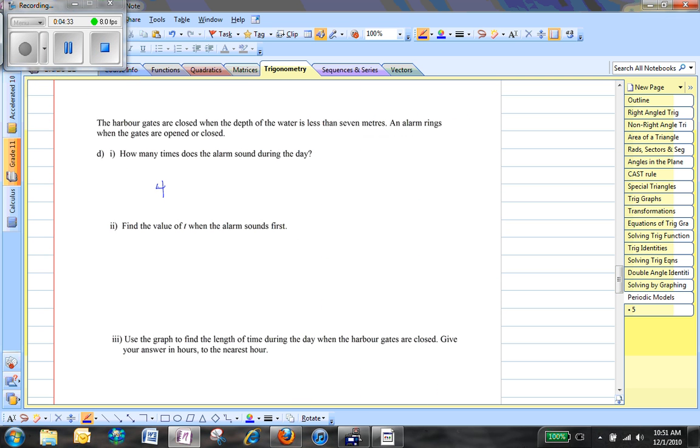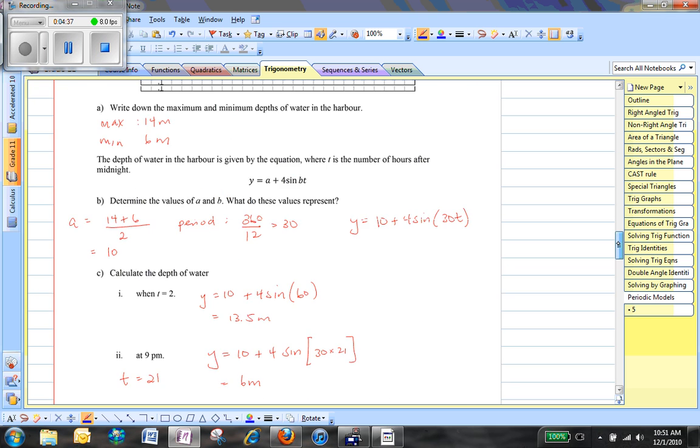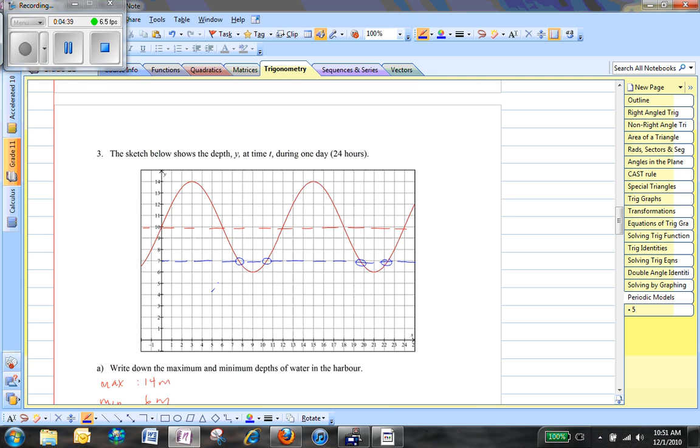It says find the value of t when the alarm sounds first. So if I look at my graph, I want to find this. That's what I want to find. So notice that it's around 7, more than 7, less than 8. So that's what I want to try and find.